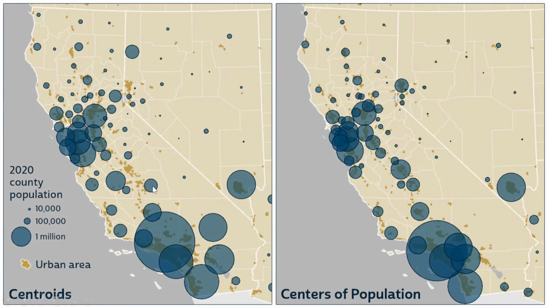Usually those symbols will be placed in the middle of each county or in a large section of the county, which actually displaces that circle from where most people live. You can see with the centers of population that these circles are actually very consistent with the urban area locations where people live. So these centers give you a much better idea of the actual population distribution. You can see how this one, which is the middle of Nye County, Nevada, is moved down to the urban area within Nye County, which is much closer to Las Vegas, for example.